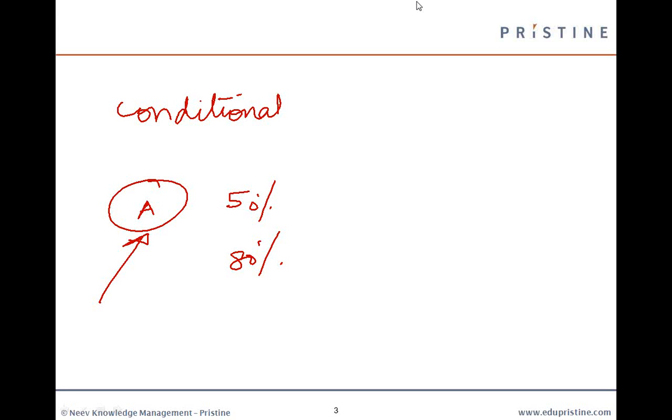Okay. Let me take a slightly different example. On Tuesday, India and England are preparing for a cricket match, right? So I ask, what is the probability that India will beat England? You say 50%. I say, all right. I ask a different question.